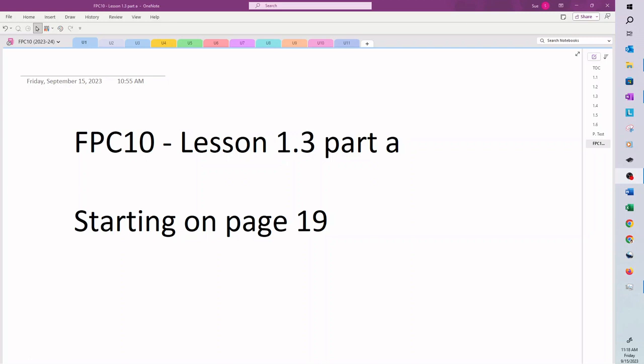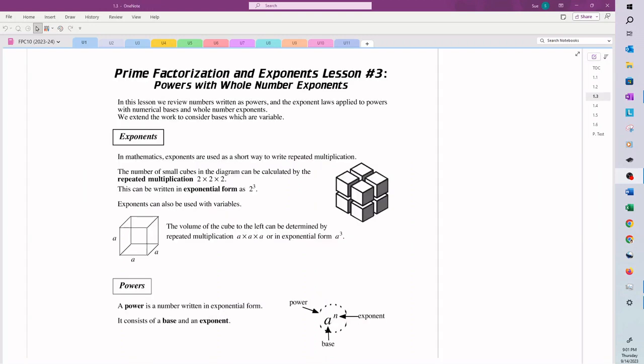This is Foundations in Pre-Cal 10, Lesson 1.3, Part A, starting on page 19 of your workbook. In math, we use exponents as a short way to write repeated multiplication. So instead of saying 2 times 2 times 2, we say 2 cubed, or 2 to the power of 3. And we can also use exponents with our variables.